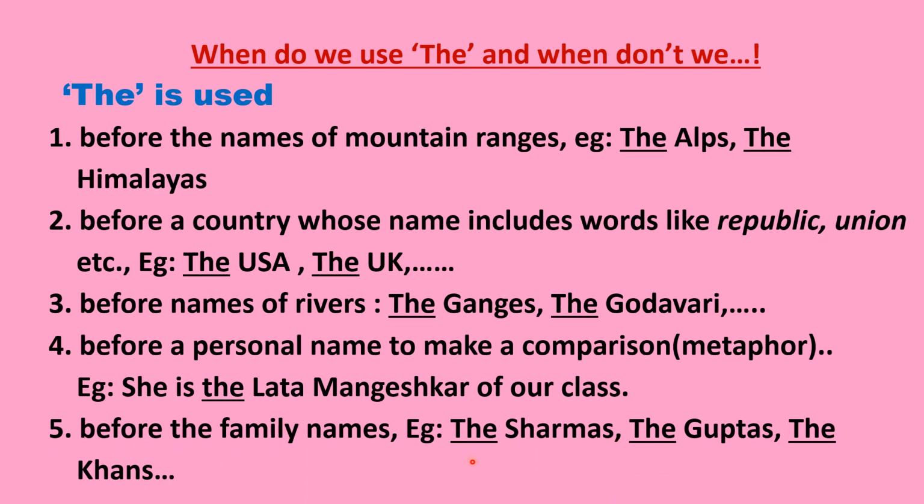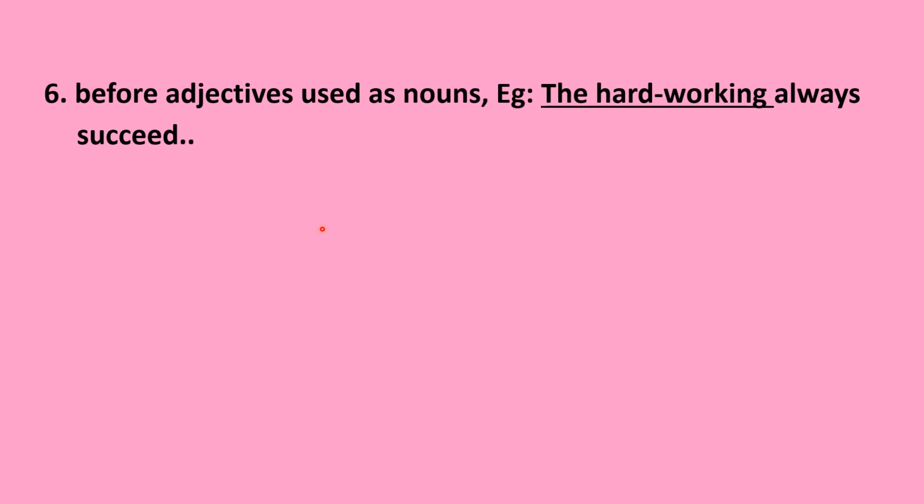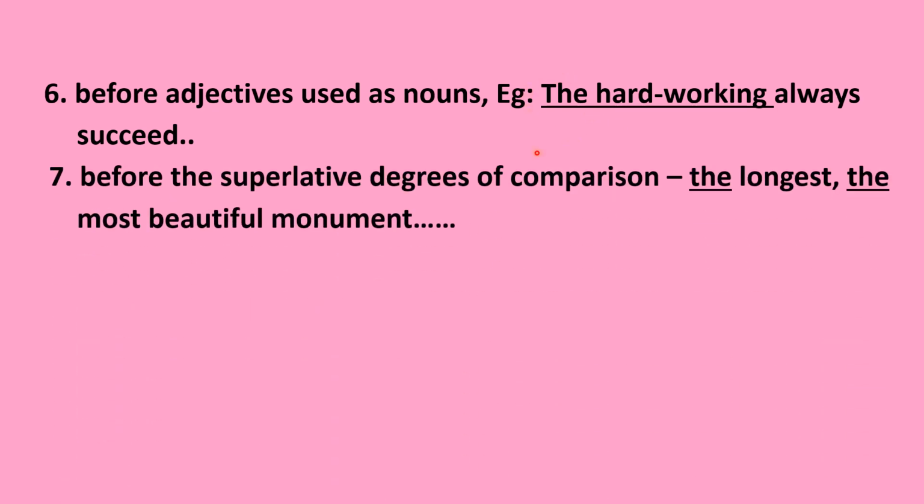Before the family names like the Sharmas, the Guptas, the Khans. The Sharmas are on holiday. The Guptas went on a vacation. So when we take the family as a unit, we can use the. Next, before adjectives used as nouns, for example, the hardworking always succeed. So here the hardworking is the adjective which is used as a noun and it will take the definite article the. Next, before the superlative degrees of comparison: the longest, the most beautiful monument, the sharpest, the tallest.